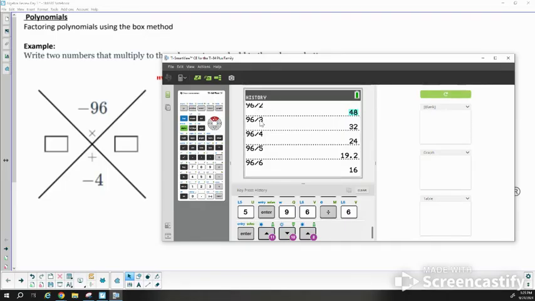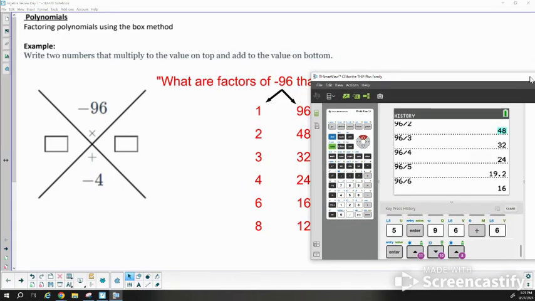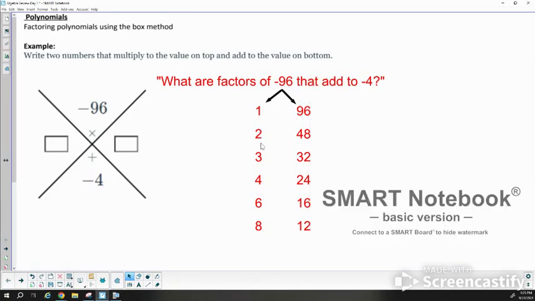So then I took 96 and divided it by 3. That's where 32 came from. 96 divided by 4. Notice 96 divided by 5 does not go in evenly. The other factor is a decimal. We're not concerned with that. So that's how I found the list of factors: I just used my calculator or my brain to figure those out. Now the question is, which of these add to negative 4?